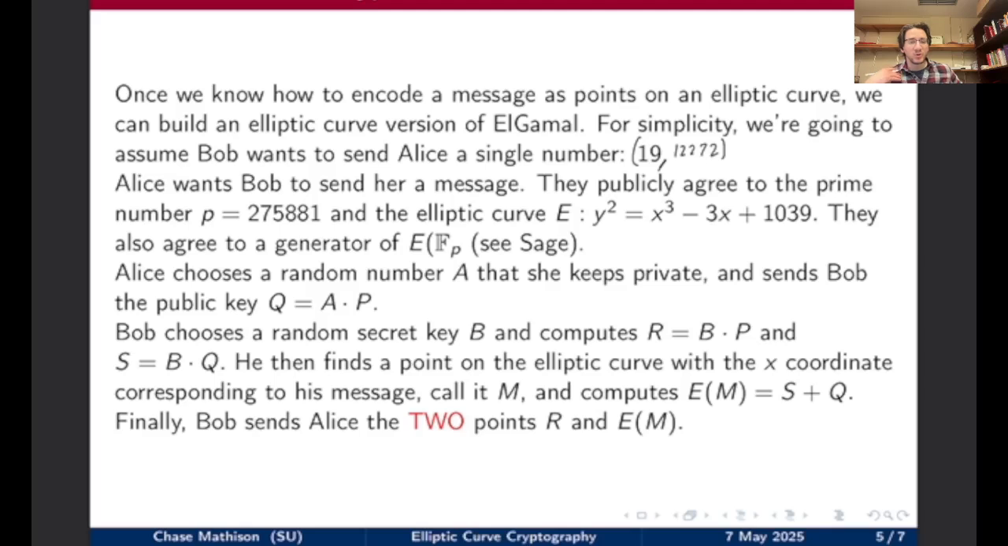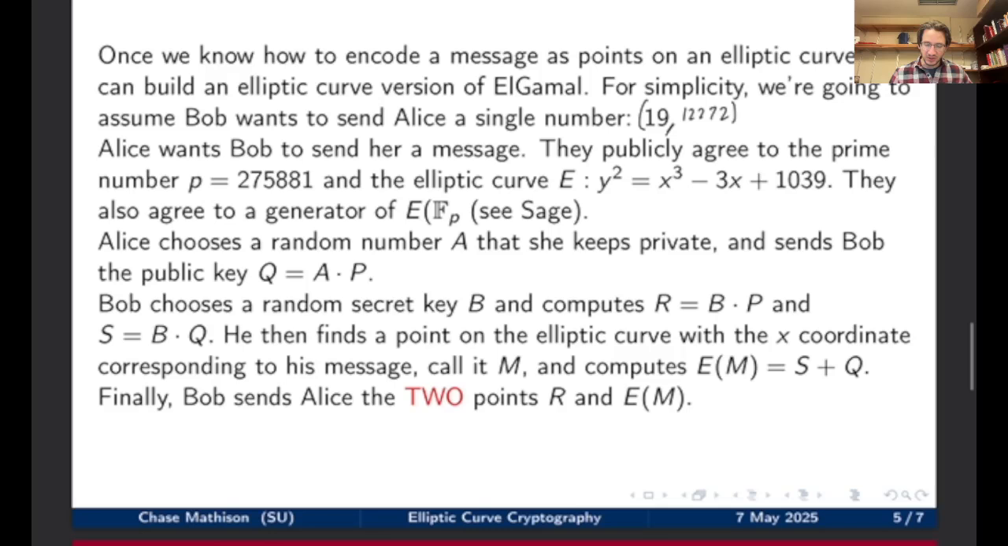ElGamal on elliptic curves is going to work exactly the same as ElGamal over finite fields in theory. Alice wants Bob to send her a message. They publicly agree to this elliptic curve, y squared equals x cubed minus 3x plus 1039, which is the elliptic curve that I have in Sage right now, with the prime number 275881, the prime number that I have in Sage right now.